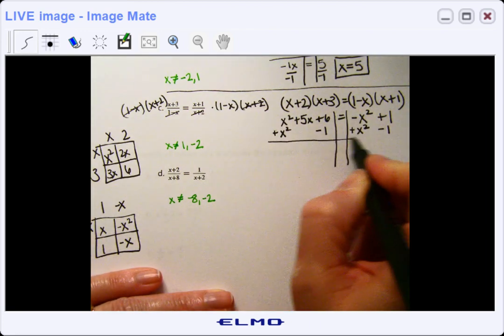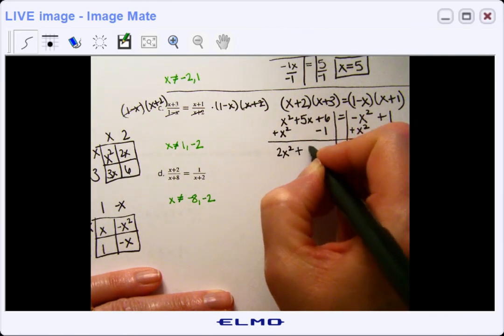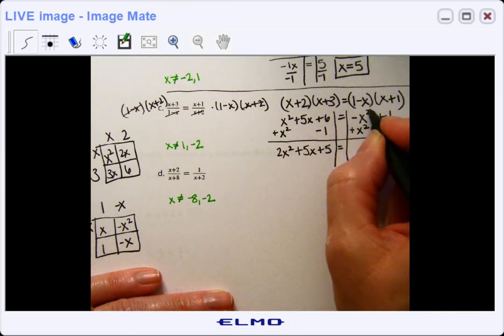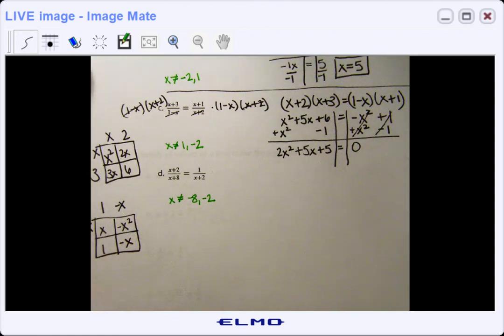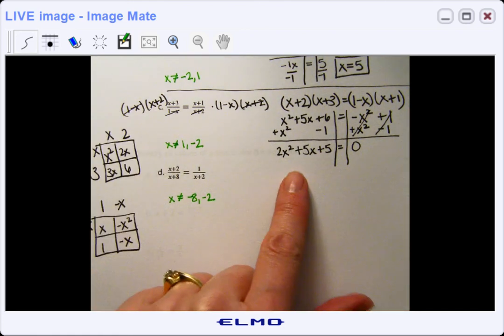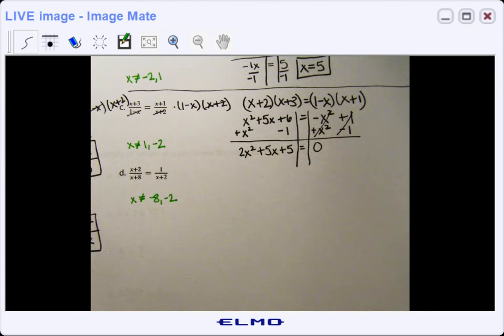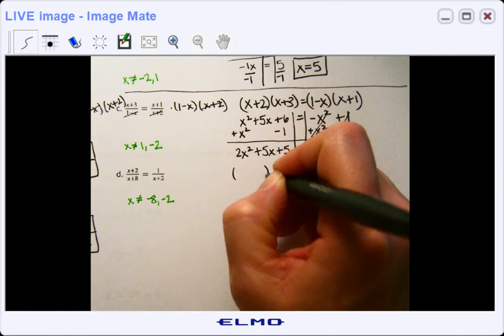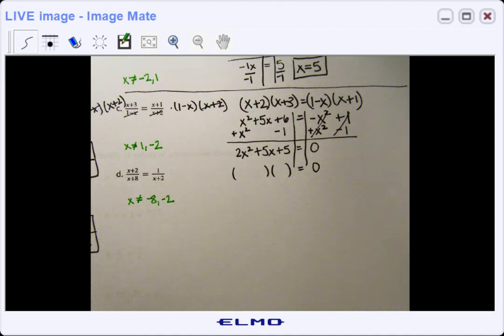You can see we have 2x squared plus 5x plus 5 is equal to, this is 0, so altogether 0. So now we need to factor 2x squared plus 5x plus 5. And so to do that, I'm going to use a factor box. I'll put it over here. So basically, I want two factors so that I can then solve them individually.